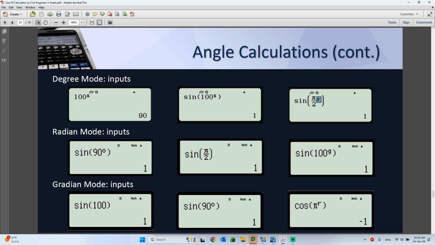If you are in radian mode and want to use 90 degrees, I can write sine 90 degree, or I can directly write sine pi over 2. I'm getting the same answer. I can say sine 100 gradient, and I'm getting the same answer. If you're in gradient mode, for the gradient you don't need to write anything, but if you use any other angle, you need to put the symbol there: 90 degree, pi which is radian. This means it allows you to work with the same indicator, but you can use the other angles within the calculator.